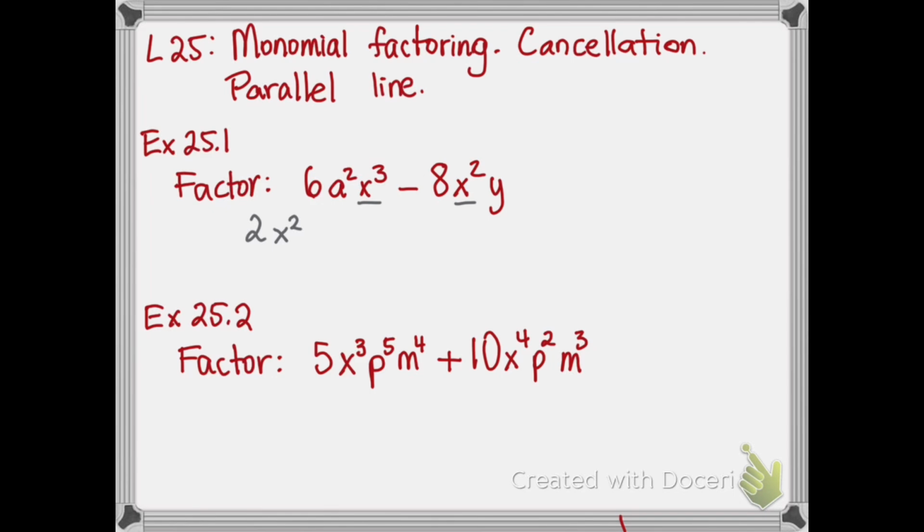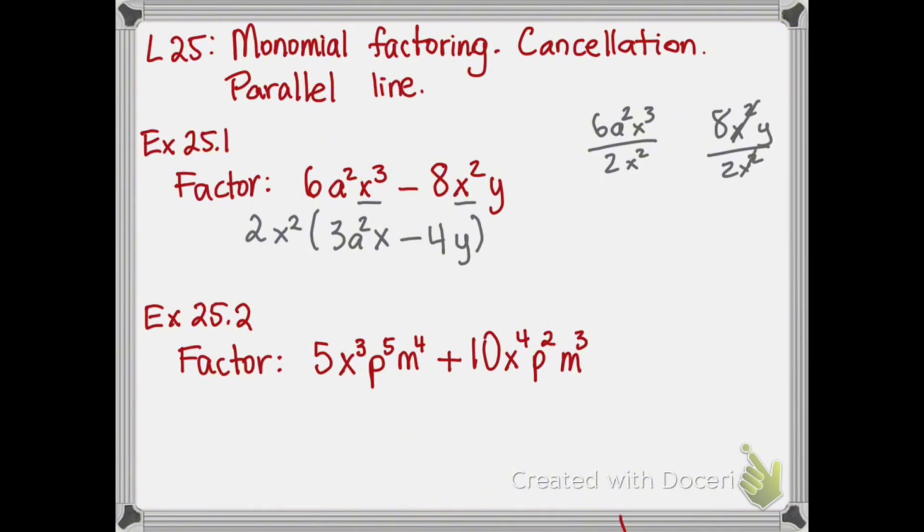Now, to factorize, we have to divide each of the terms by the greatest common factor. So 6 divided by 2 is 3. A2 divided by 1 is A2. And x3 divided by x2 is x. The same we're going to do with 8x2y. And when we divide that, we get negative 4 and then y because the x2 cancel. And that would be the factorization of the greatest common factor of these two expressions.